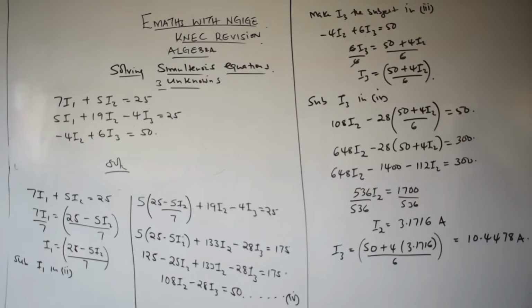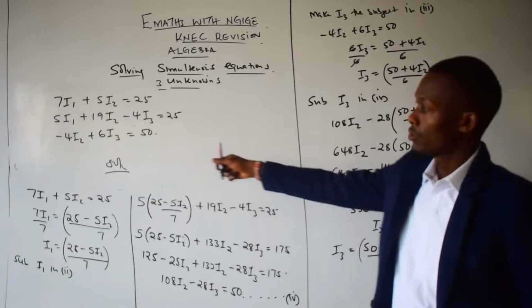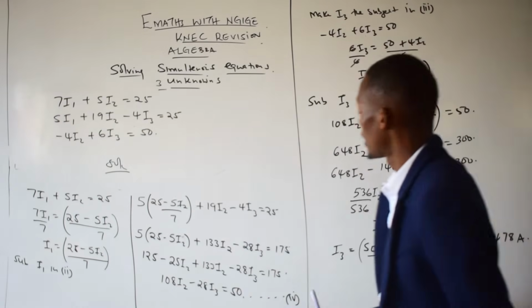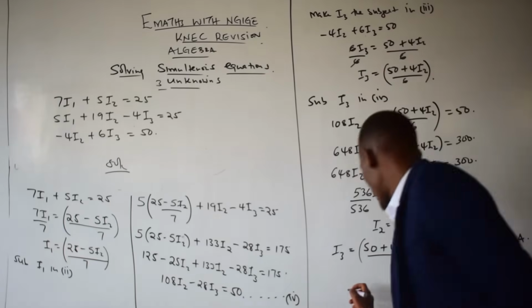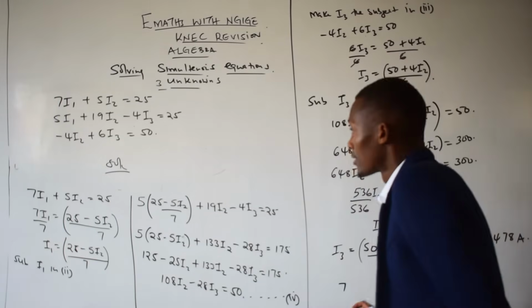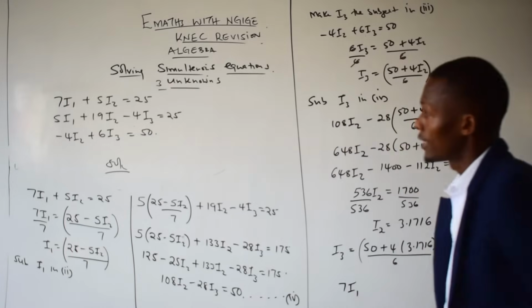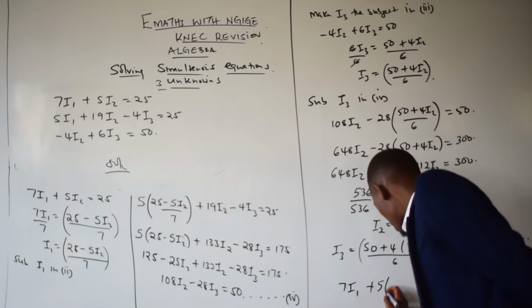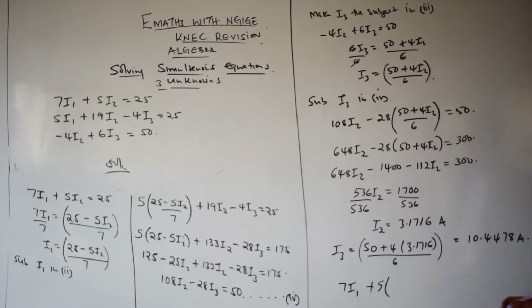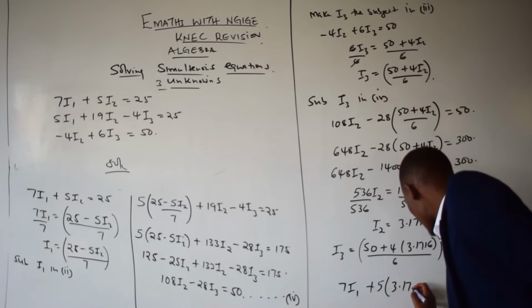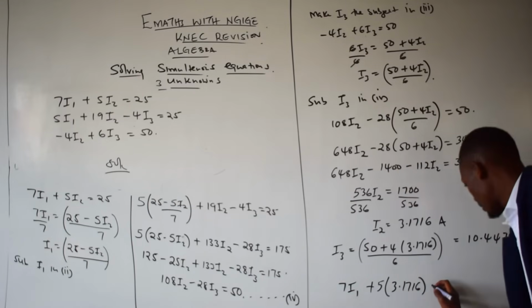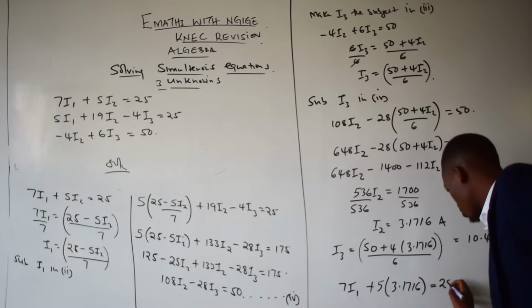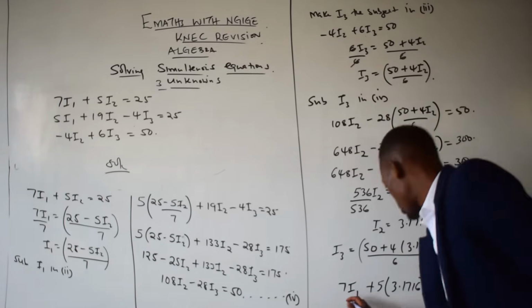Now we check the value. We have the value of i2 in terms of amperes. Remember, these are amperes. Then we have i2 and we have i3. Now we come to i1. So we use equation number 1 to get the value of i1. So we shall have 7 i1, then plus 5 times what is our i2? Our i2 is 3.1716. So we have that. Then equals to what? Equals to 25.